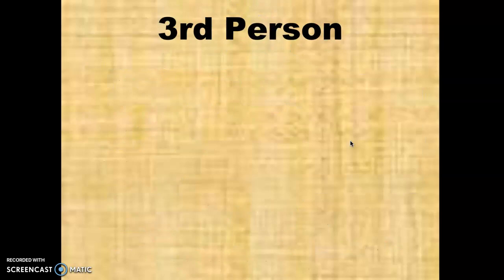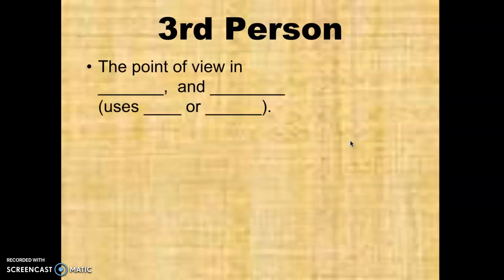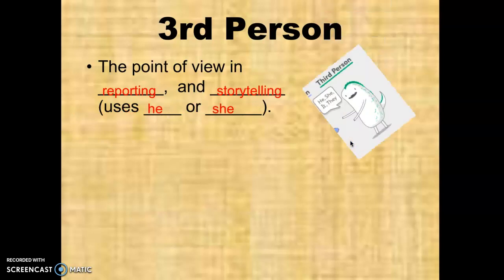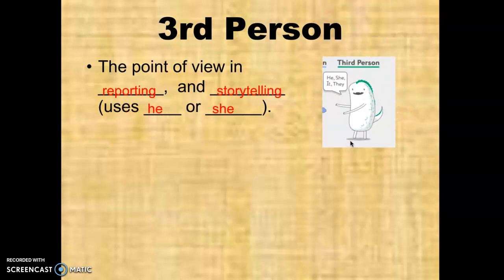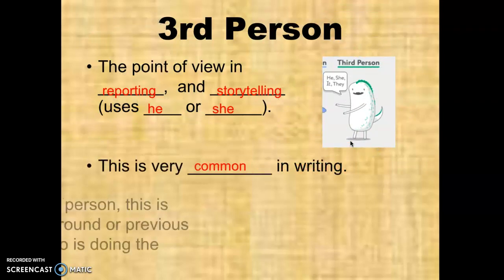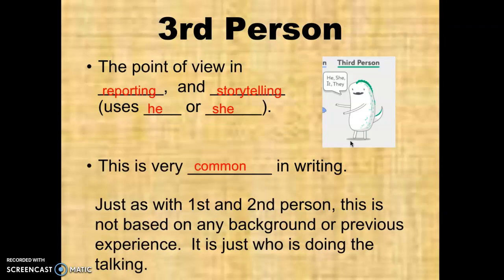And then the other one that you will see frequently is third person. And the point of view in reporting and storytelling, and this is where the author uses he, she, it, they, them. This is very common in writing. And just as with first and second person, this is not based on any background or previous experience. It's just who is doing the talking.